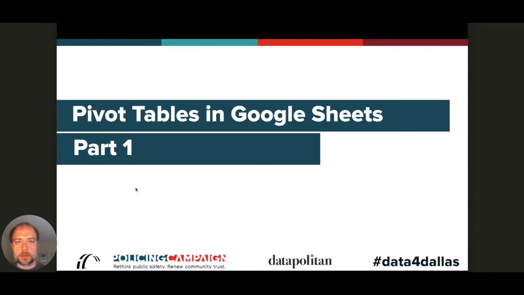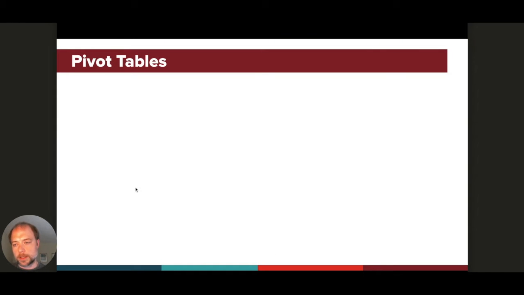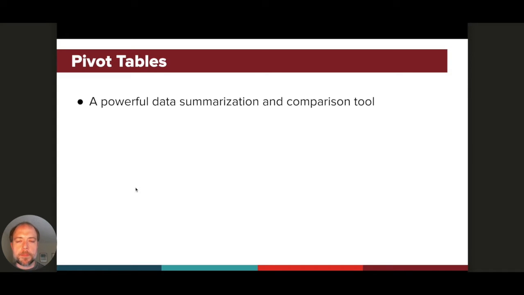Specifically, we're going to talk about pivot tables in Google Sheets. But I want to start off with the simple explanation. What's the value of pivot tables? Pivot tables are a powerful data summarization and comparison tool. They can help you make sense of a lot of data very quickly, understanding trends and patterns and other things in the data that you're working with.